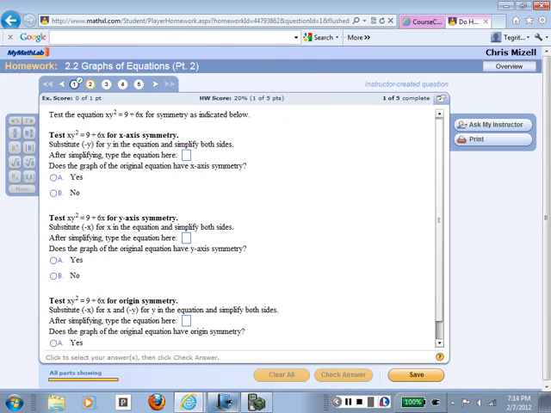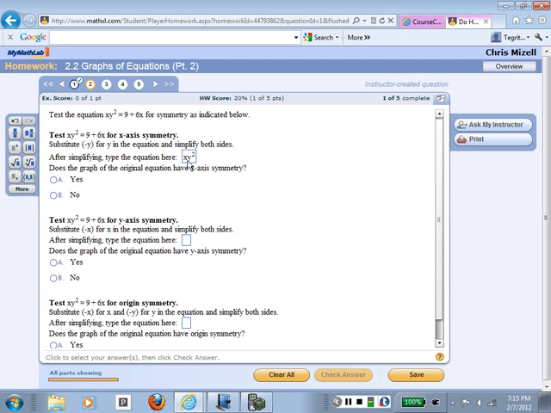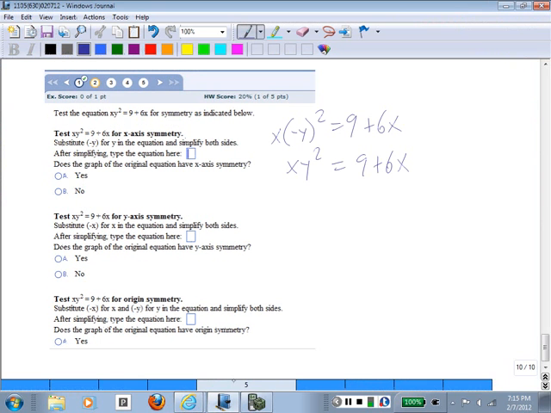So let's type the original equation there. x, y. Let me do that? Yes, it will. Good. xy squared equals 9 plus 6x. And we will say yes. So either it has all of the above, that is, it has x-axis, y-axis, and origin, or it just has x-axis symmetry. So let's see if it has y-axis symmetry.